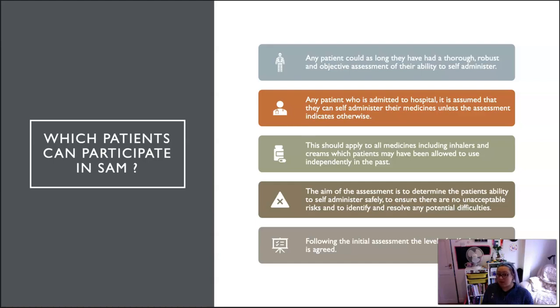For any patient who's admitted to hospital, it's assumed that they can self-administer their medication unless the assessment indicates otherwise. So again, it's back to what this robust assessment is. What does it mean? What form does it take? This assessment should apply to all medicines, including inhalers and creams, which patients may have been allowed to use independently in the past. So if a patient puts their own creams on or uses their inhalers as required, again, it's key to support the patients in feeling that they can use these as they may need to, following their own self-administration of medication care plan.